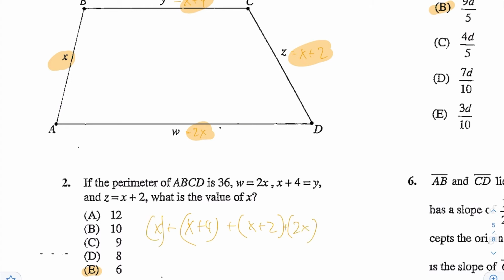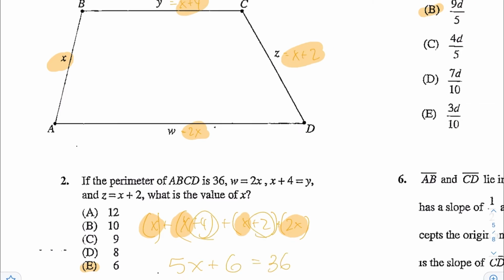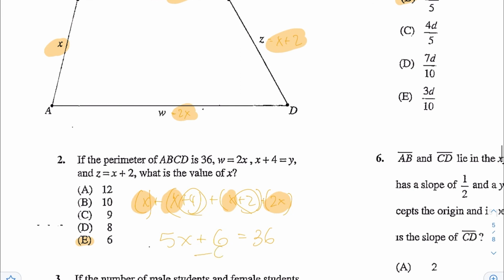Here you can combine like terms. If you count all the x's, that's 1, 2, 3, 4, 5. That's 5x plus 6 is equal to 36. So from here, if you subtract 6 from both sides, you get that 5x is equal to 30, and then you can divide by 5. And you get that x is equal to 6, which is choice E.